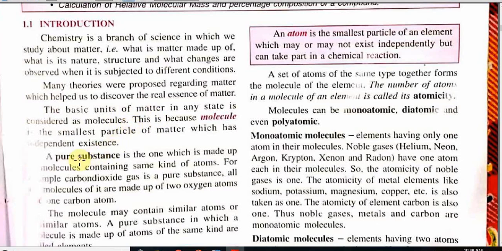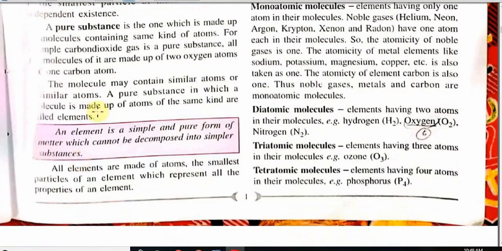Now coming to this definition, a pure substance is one which is made up of molecules containing the same kind of atom. Like carbon dioxide gas is a pure substance because the formula of carbon dioxide is CO2, carbon and oxygen. Now carbon is also pure, oxygen is also pure. A molecule may contain similar atoms or dissimilar atoms. A pure substance in which the molecule is made up of atoms of the same kind.